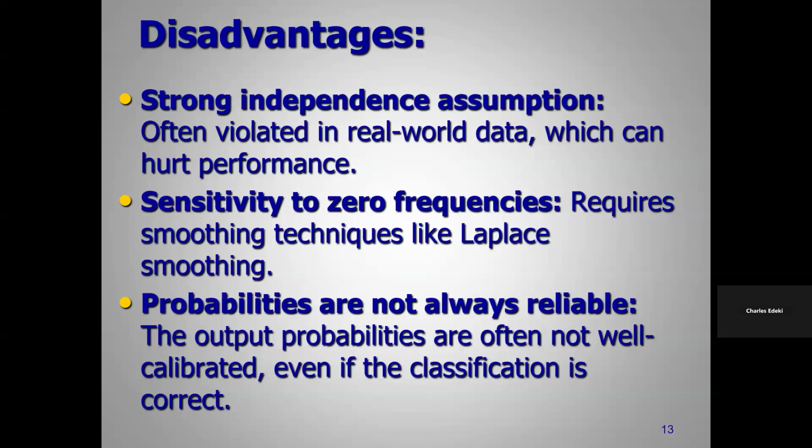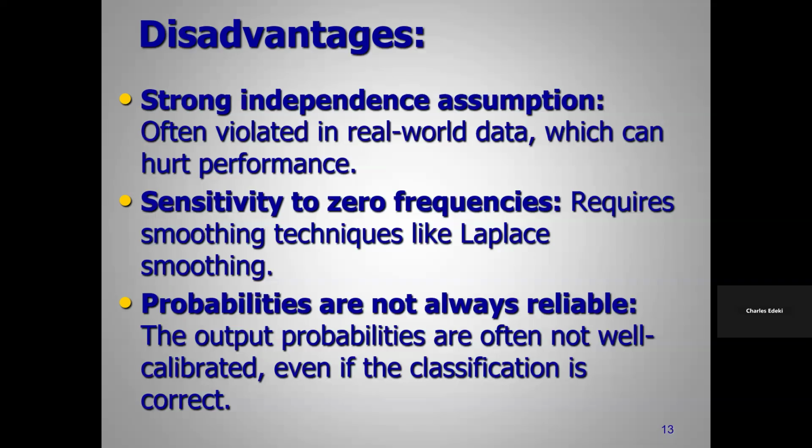Now, probabilities are not always reliable. Here we'll say that naive Bayes, as we saw from the advantages, is good at classifying. But the actual numerical probabilities it outputs can be poorly calibrated.